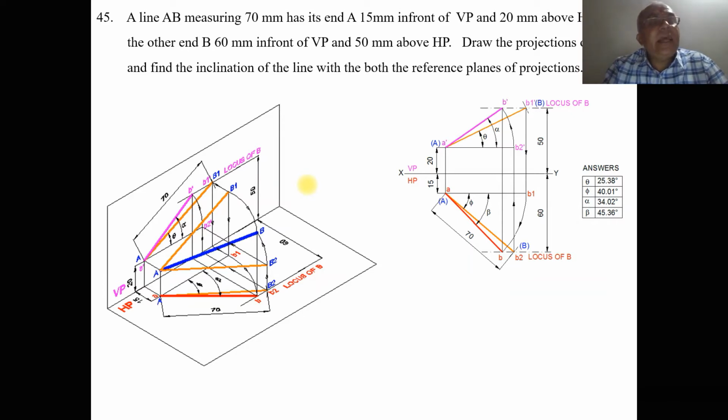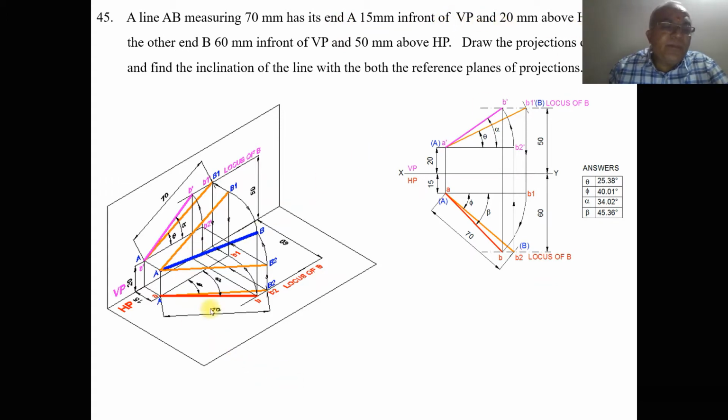Draw the projections of a line capital AB measuring 70 mm means he has given the true length. So always the true length will cut the locus. That is the condition. Draw the projections of the line and find the inclination of the line with both the reference planes of projection. First we are going to analyze this.